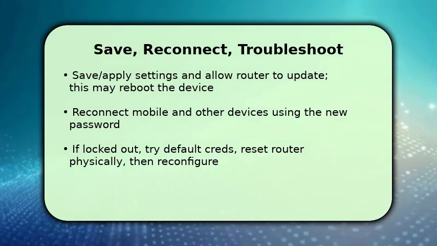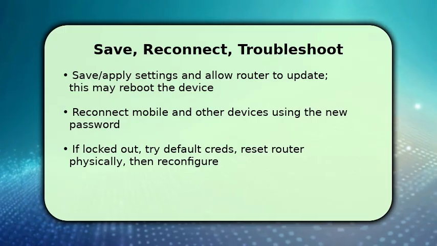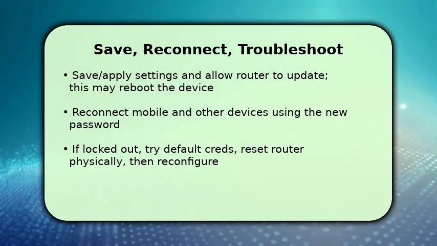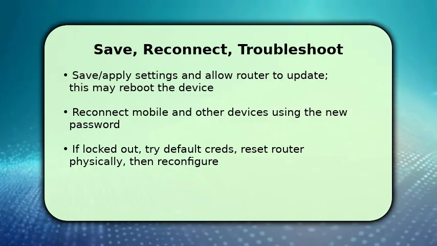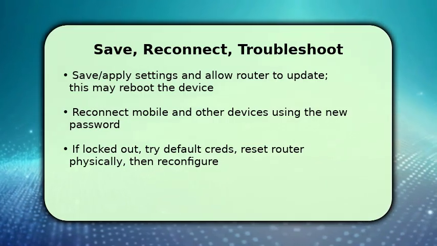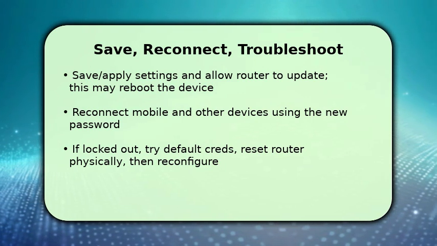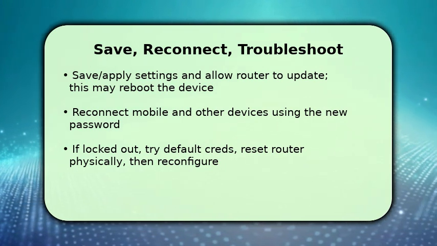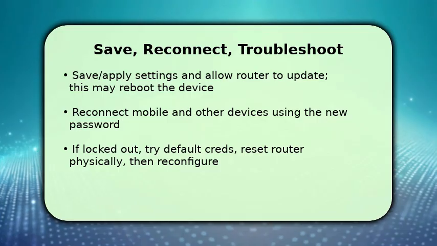If you cannot log back into the router UI, try default admin credentials first. If that fails, perform a physical factory reset with the Reset button. Then reconfigure Wi-Fi from scratch. Remember to set a secure admin password immediately.